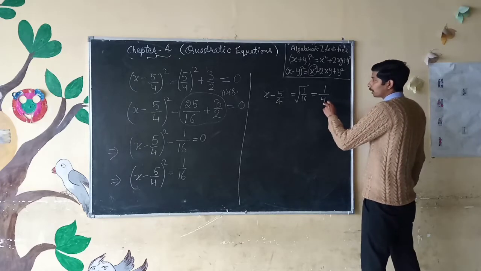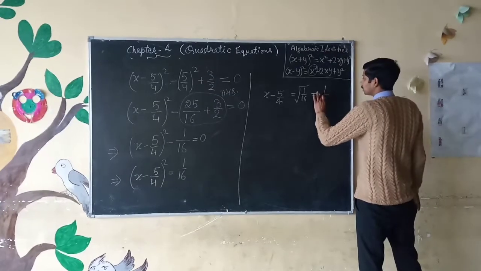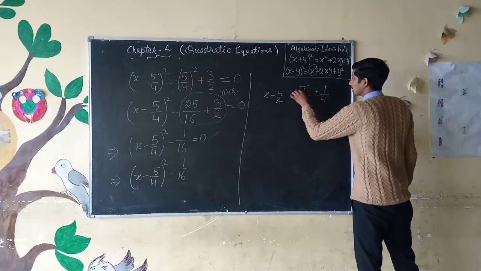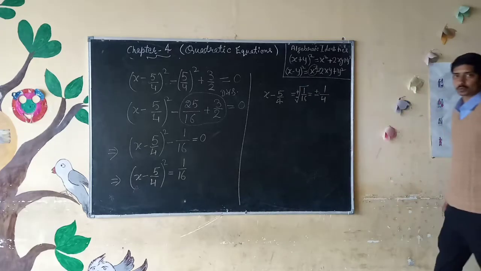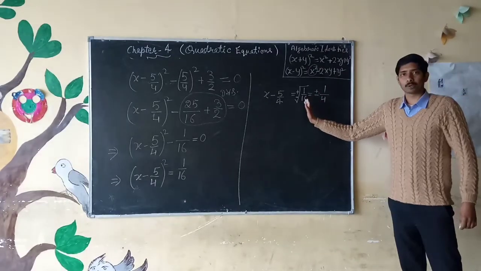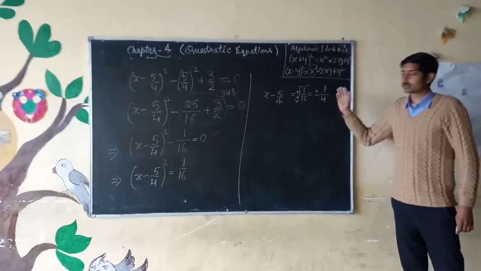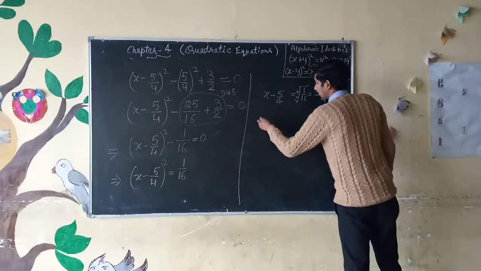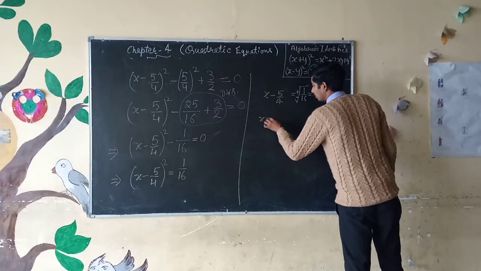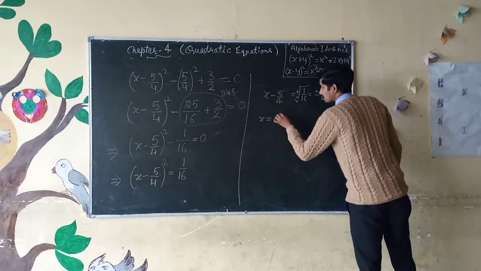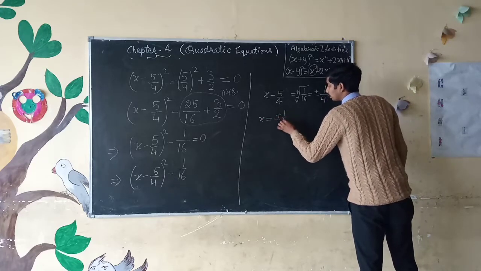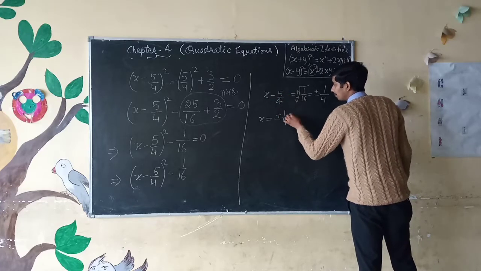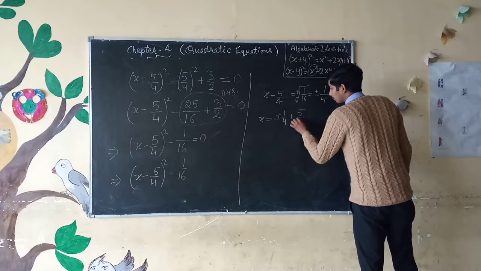Now this 1 upon 4 will have the sign plus and minus, because square root of anything may be positive or may be negative. So I am writing here plus and minus. Okay. Now x is equals to plus minus 1 upon 4, and when we transfer this minus 5 upon 4, it will be plus 5 upon 4.